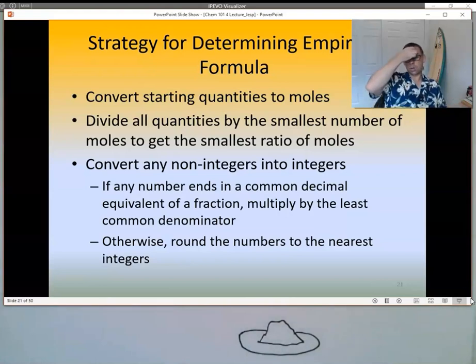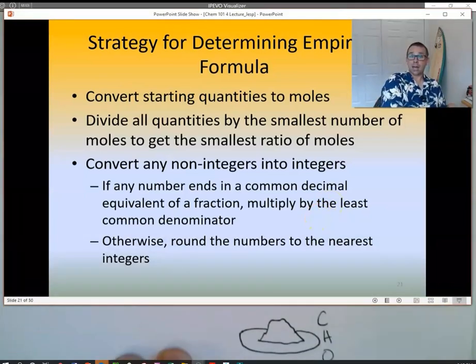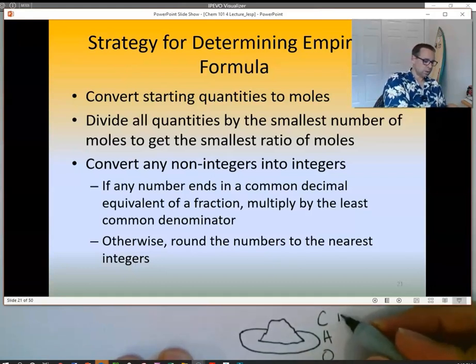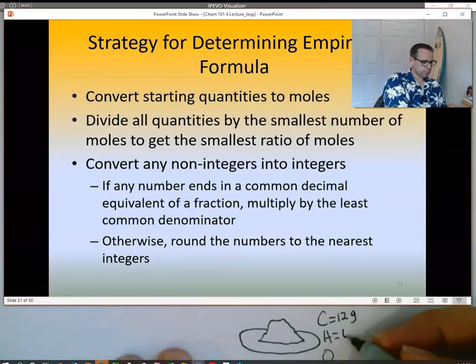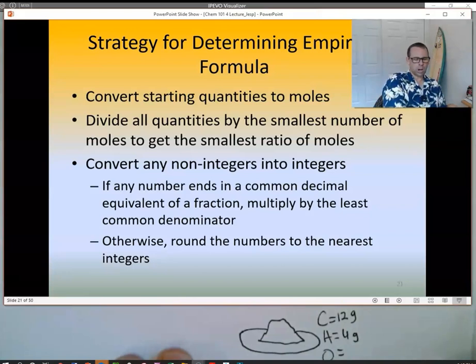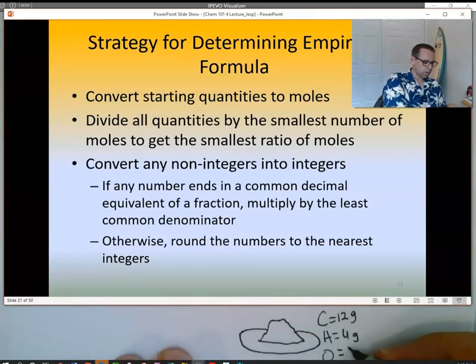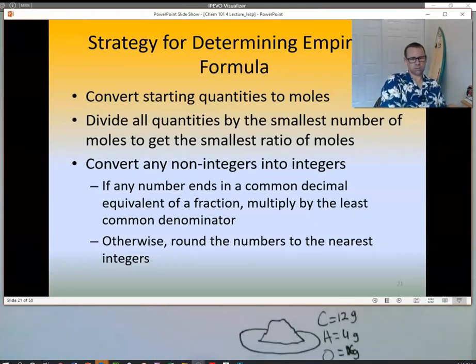Well, we have to know how many grams of our material we start off with, and let's say here we have carbon, hydrogen, oxygen in there. Let's say we have 12 grams of carbon, 4 grams of hydrogen, and 16 grams of oxygen. Now we know how many grams of each of these.